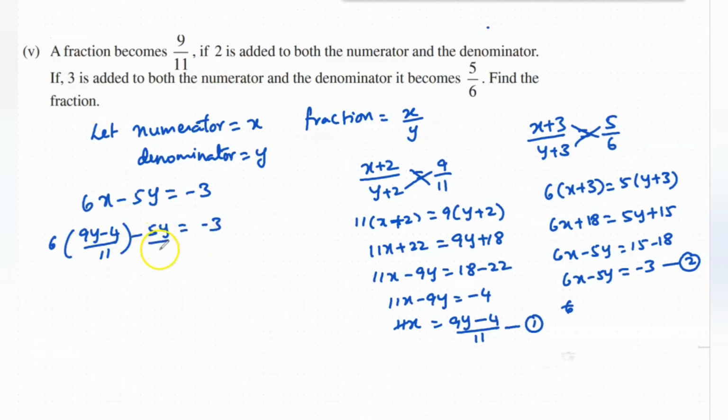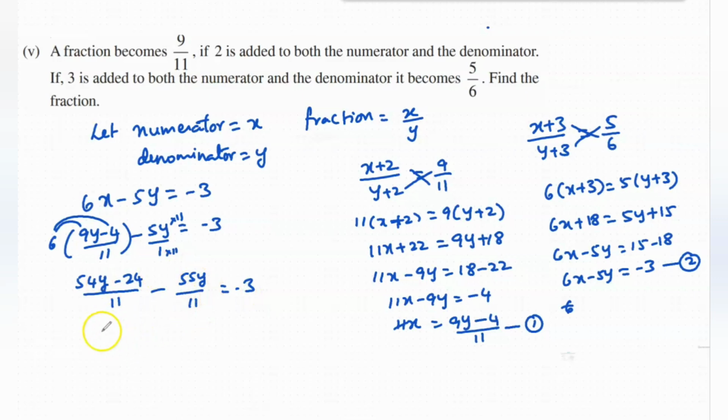Now taking this denominator as 1, multiply into 11, making the denominator the same. So multiply 6 with these two numbers. 6 9s are 54y minus 6 4s are 24 by 11, which is minus 5y into 11, which is 55y by 11, which is equal to minus 3.